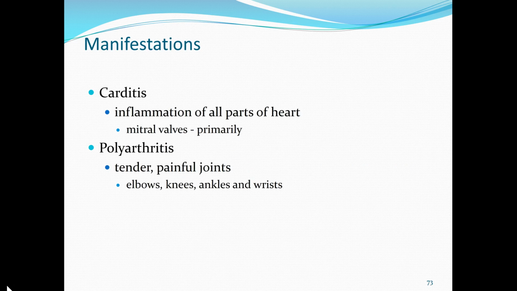Manifestations, you're going to have carditis, so you're going to have inflammation of all of the areas of the heart, but the mitral valves primarily. So they're going to develop a new heart murmur. These children will not have had a heart murmur, and now they're going to have a heart murmur because of the valves being inflamed and affected. They're also going to have polyarthritis, so they're going to have tender, painful joints, elbows, knees, ankles, wrists.